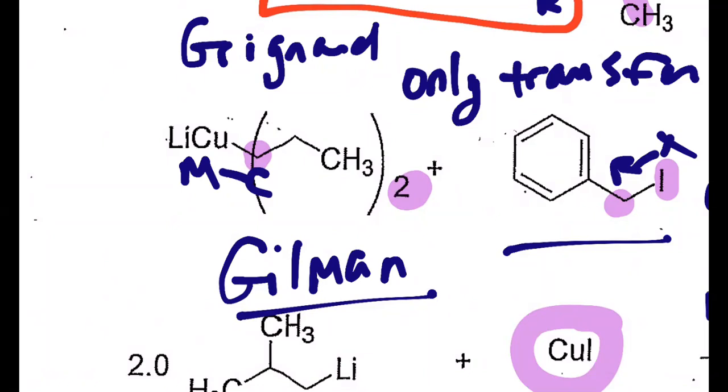Did that answer your question? Yeah, kind of. So when you use the Gilman, even though it has two organo groups attached to the metal, only one of them is going to be transferred to your substrate, your alkyl halide.